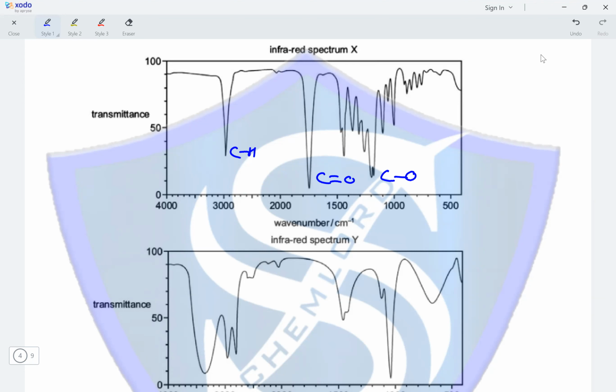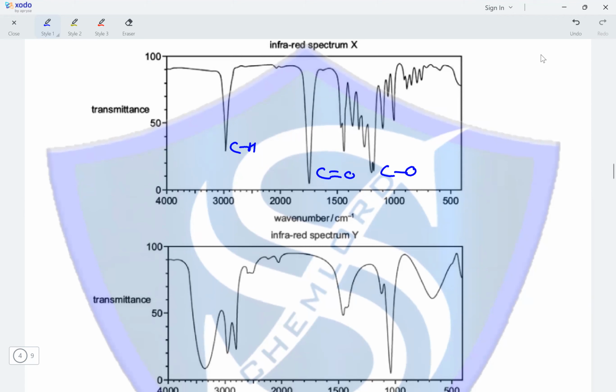In infrared spectrum Y, we can see a peak for C-O, and we can see a peak for OH and for CH. So this corresponds to an alcohol. The spectrum X apparently corresponds to an ester.